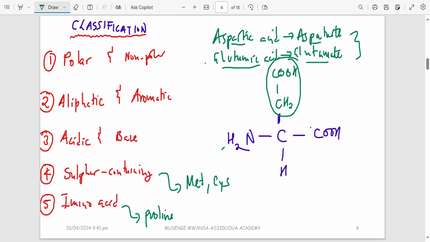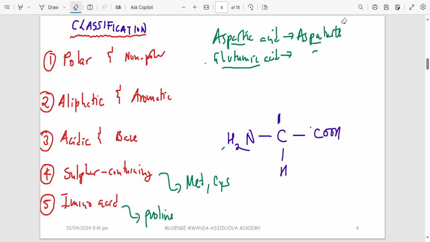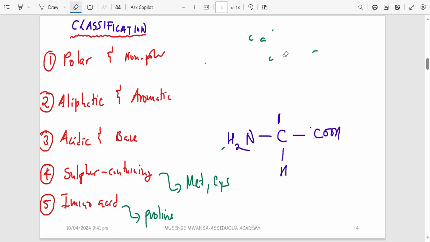We also have basic amino acids, and basic amino acids include histidine, arginine, and lysine. When you look at their structure, you are going to see nitrogen in their structure: histidine, lysine, and arginine. Let's just see one, and see how the structure looks.